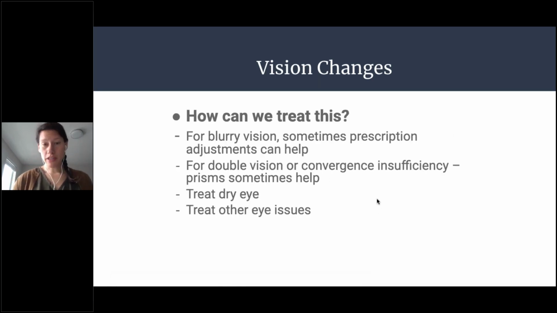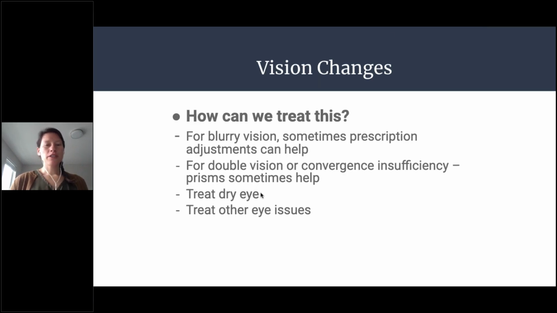So for blurry vision, we can treat this commonly with prescriptions, like maybe you just need your glasses or your contacts adjusted. For double vision, that convergence insufficiency I mentioned, some patients will have prisms added to their lenses, which is just like a little extra piece of glass that helps the eye focus in the correct way.